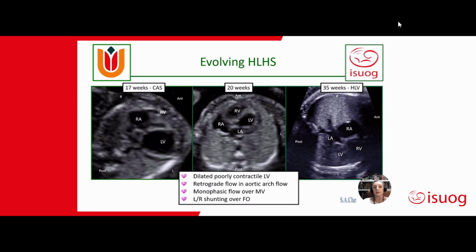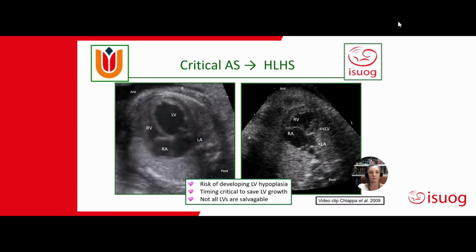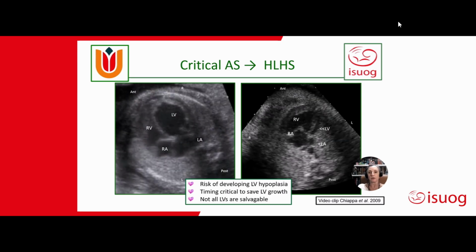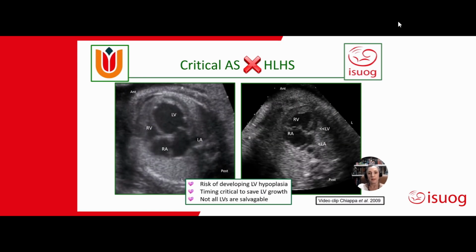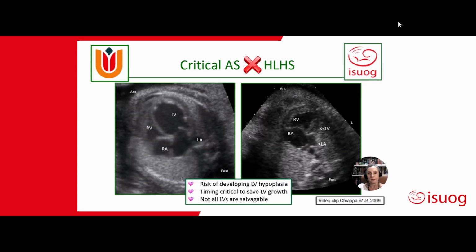At 20 weeks, we can see the relative reduction in size of the left ventricle compared to the right ventricle, and at 35 weeks, we can see that the left ventricle has become hypoplastic. So is there anything that we can do in order to prevent critical aortic stenosis developing into hypoplastic left heart syndrome? If we intervene at a critical stage before the left ventricular hypoplasia is developing, we can salvage these left ventricles by opening the aortic valve.